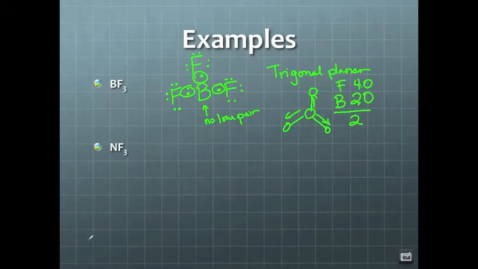But all of our fluorines are pulling equally, so it's going to be a nonpolar molecule, even though our bonds are very, very polar. So let's look at NF3.